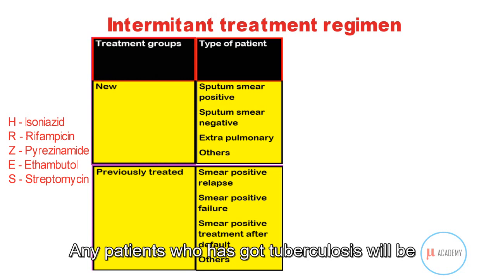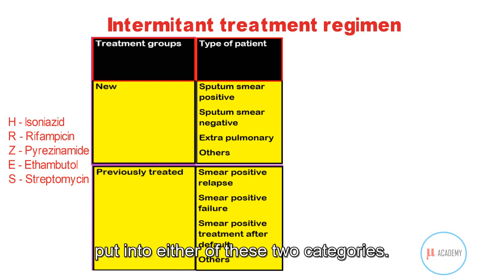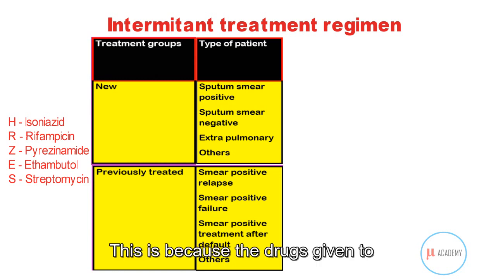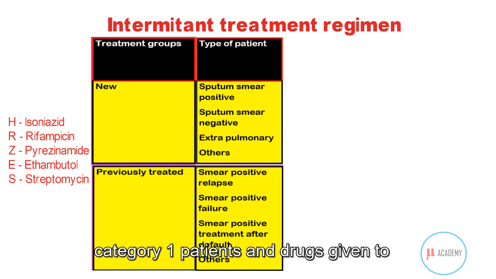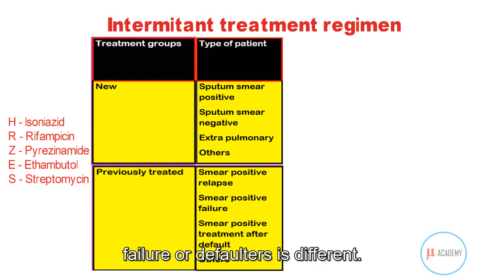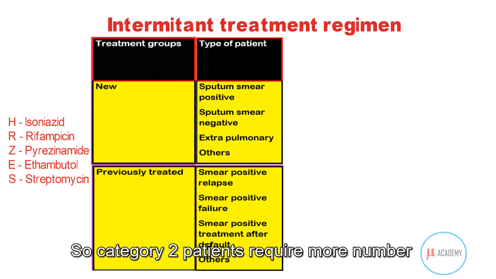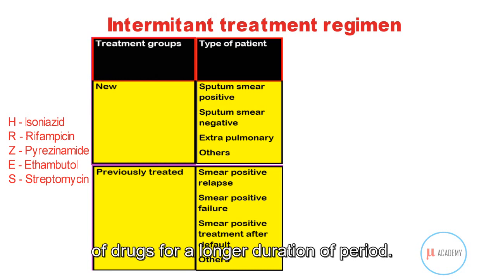Any patient who has tuberculosis will be put into either of these two categories. Now, why do we have these two categories? This is because the drugs given to category 1 patients and the drugs given to category 2 patients, that is relapse, failure or defaulters, are different. Category 2 patients require more drugs for a longer duration.